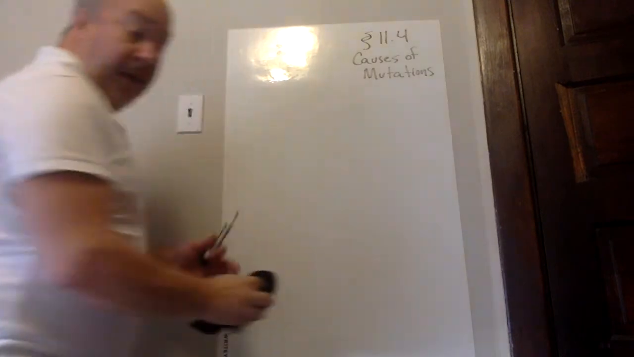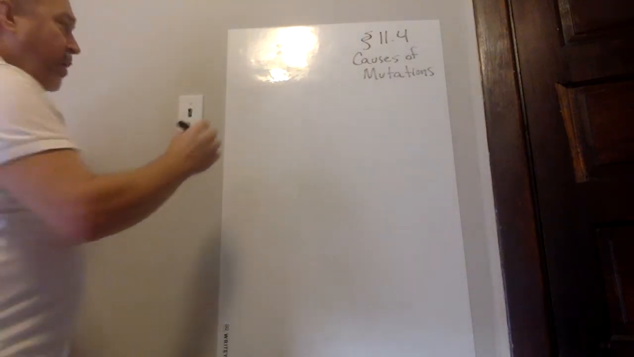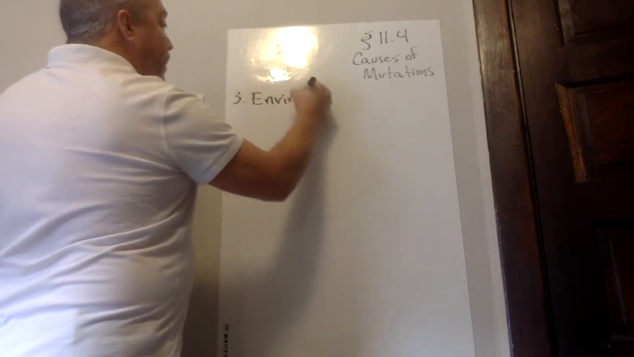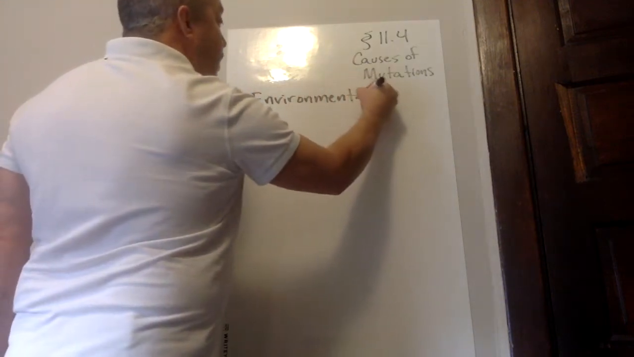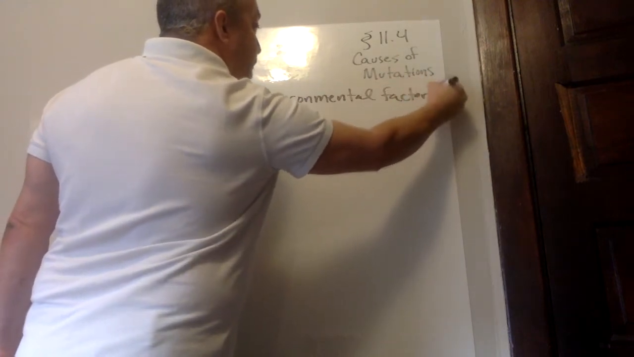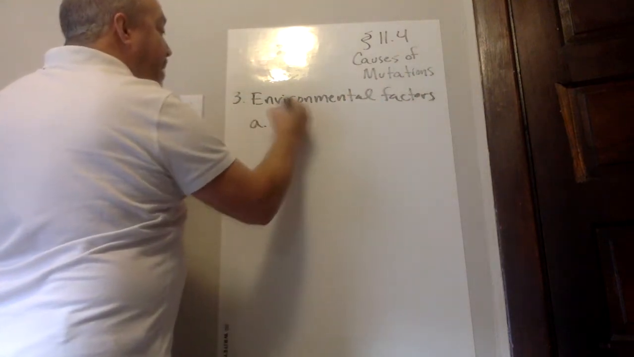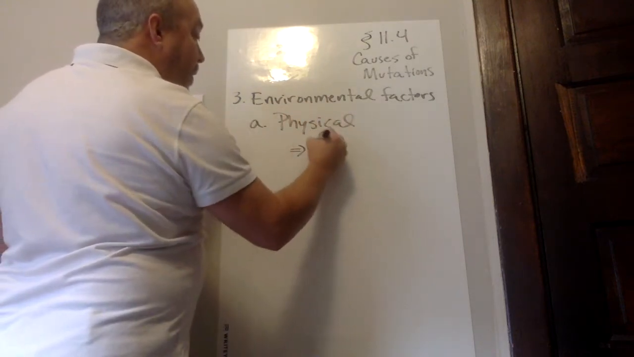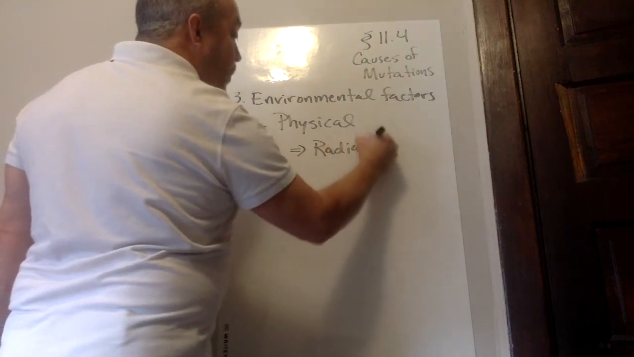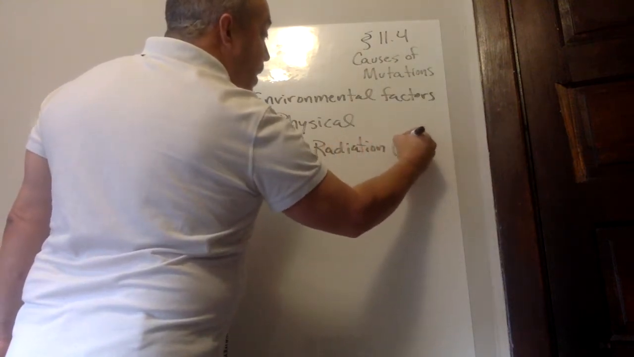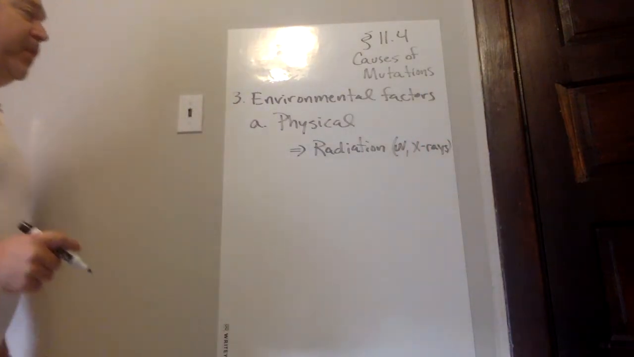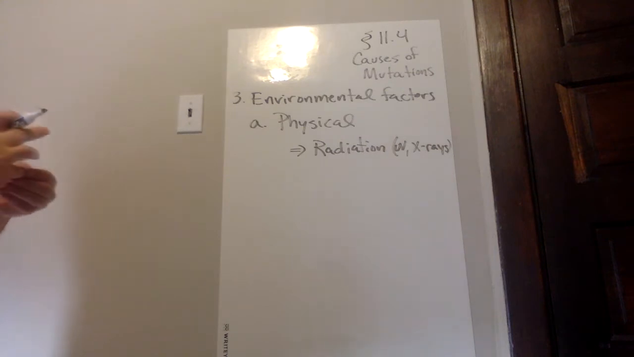Those are things that are going on within the cells. You can also have environmental factors. And environmental factors can be either physical or chemical. By physical, we mean radiation. So this can be UV, X-rays, cosmic rays. Most of these are typically at high doses lethal, but even small amounts can cause changes.